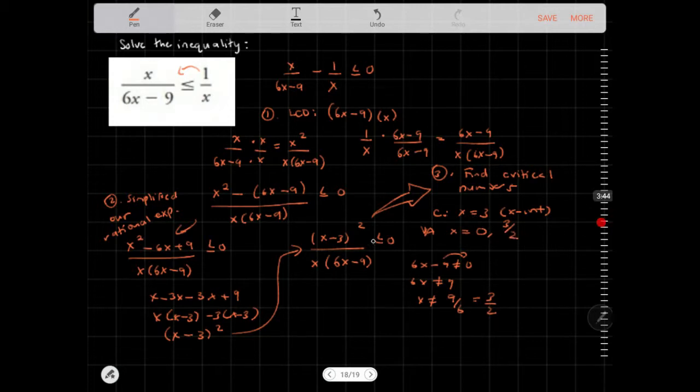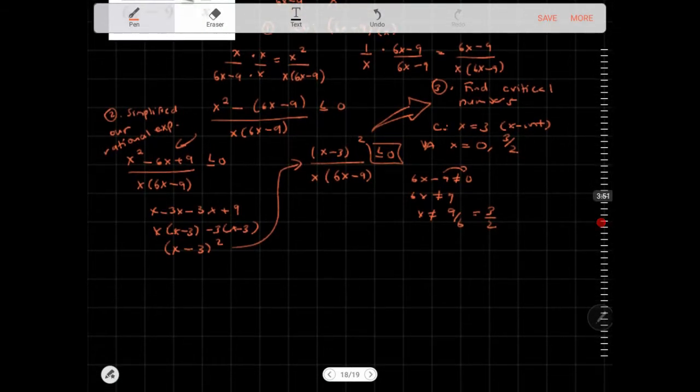Now you have to understand that this is less than or equal to 0. What that means is it's inclusive of 0. So we know that the x-intercept is fair game, so it can be inclusive of the x-intercept, but it can never be inclusive of the vertical asymptotes, because the vertical asymptotes don't exist in the rational expression. So think of this as a restriction.